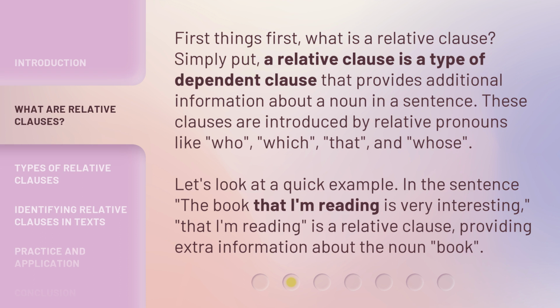First things first, what is a relative clause? Simply put, a relative clause is a type of dependent clause that provides additional information about a noun in a sentence. These clauses are introduced by relative pronouns like who, which, that, and whose.